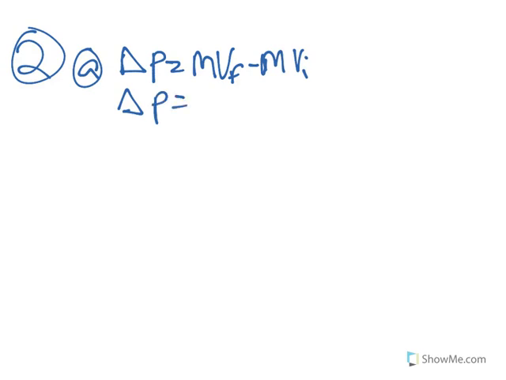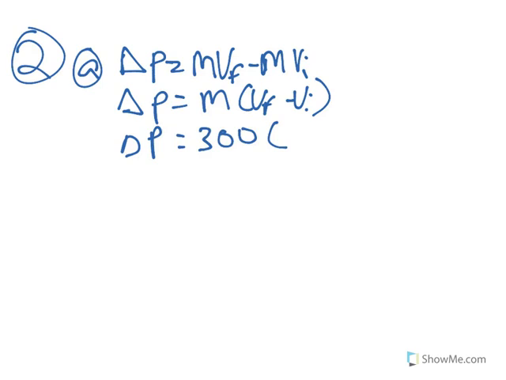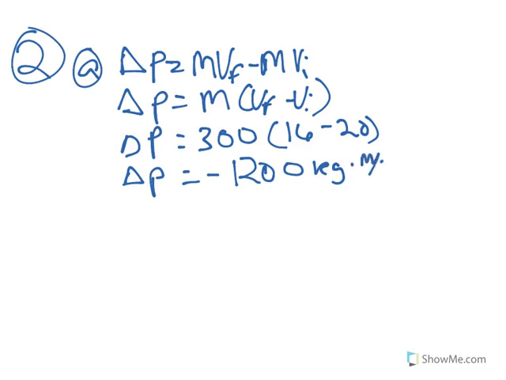Alright, so for A, we need to find the change in momentum. The way you find the change in momentum is you do the mass times the final velocity minus the mass times the initial velocity, or we can factor the mass out of it and just get change in momentum equals m(vf minus vi). So in this case, change in momentum equals 300 times (16 minus 20). And we would get change in momentum equals negative 1,200 kilograms times meter per second, or 1,200 Newton seconds. Okay?